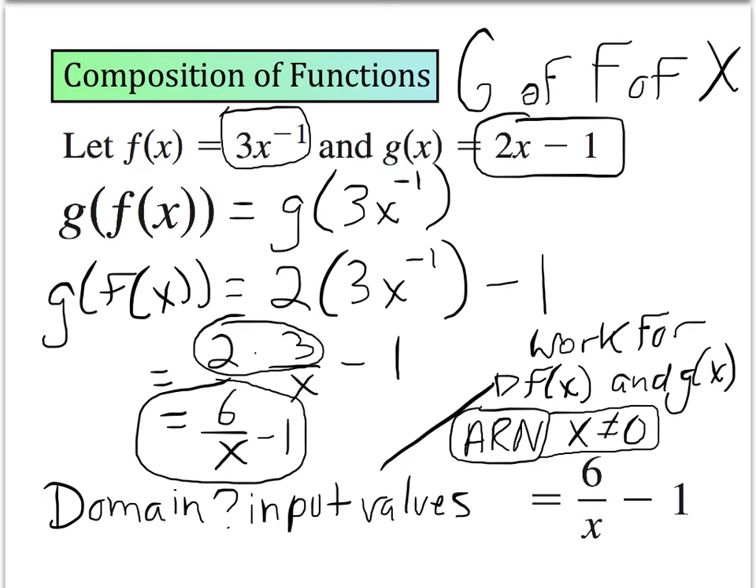So why can x not equal 0? Well, in our function, 3x raised to -1 is effectively written like this as well, and we can't have a 0 in the denominator. So this doesn't work for f of x, so it can't work for the composition of both functions.